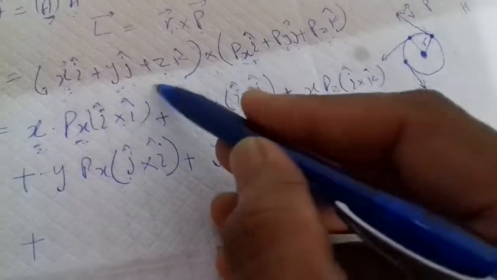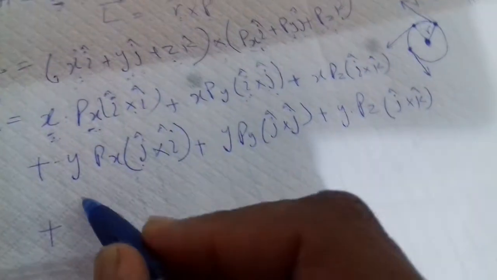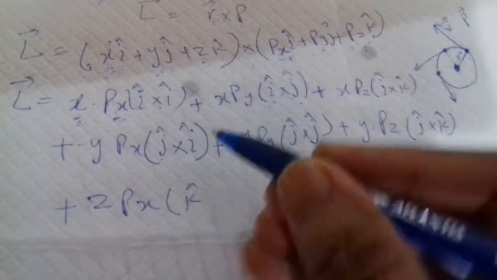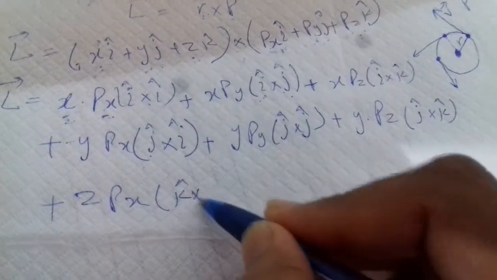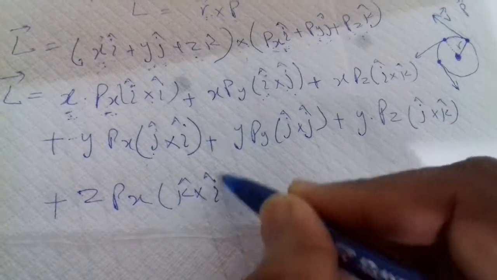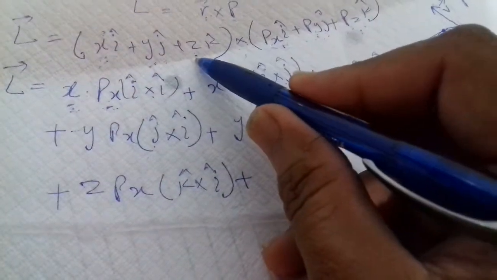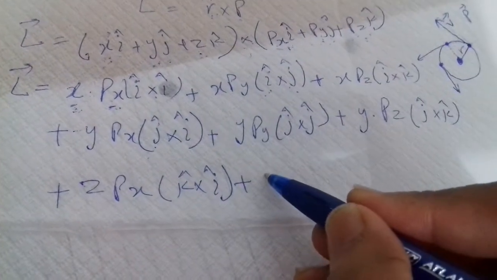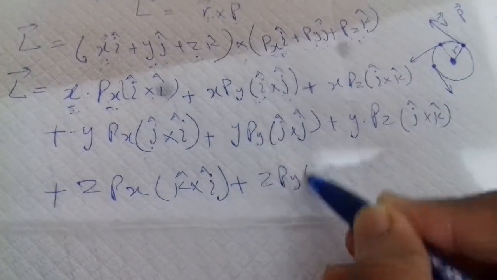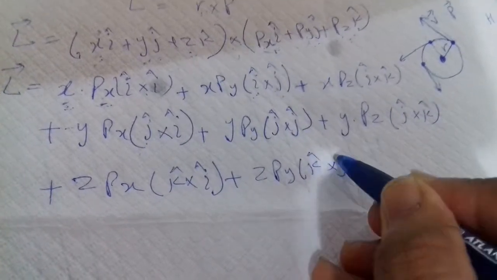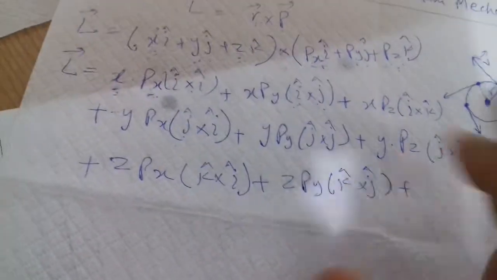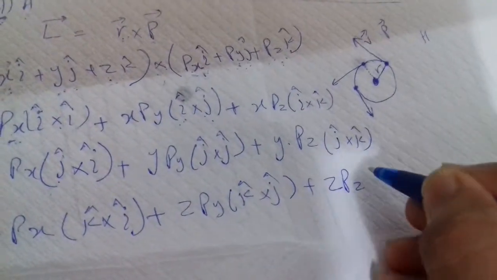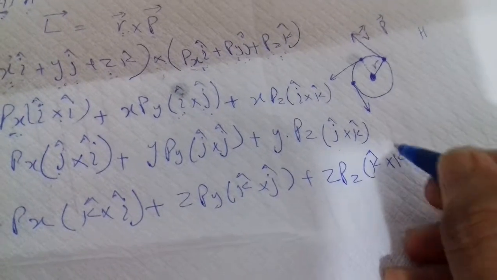The third one, the last one, z multiplied by px, z px, unit vector will be k hat first cross I hat, plus again the third component of the first bracket multiplied by the second component of the second bracket, z py into k hat cross j hat, plus z with pz, z multiplied by pz into k hat cross k hat.